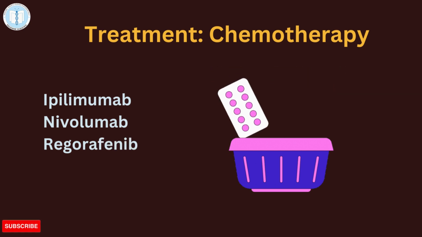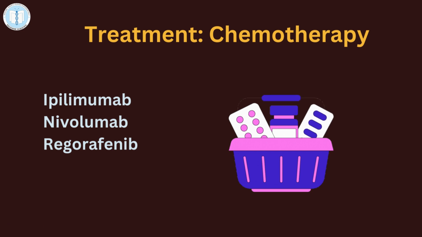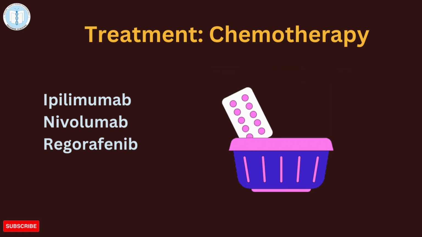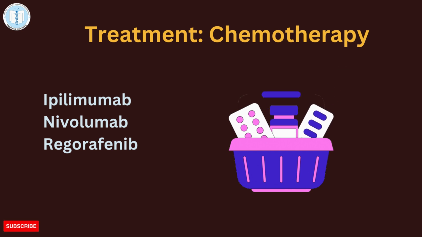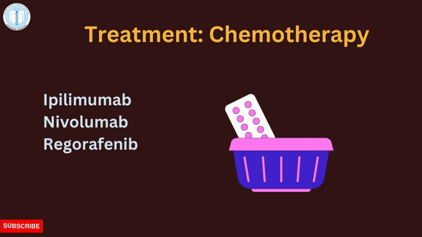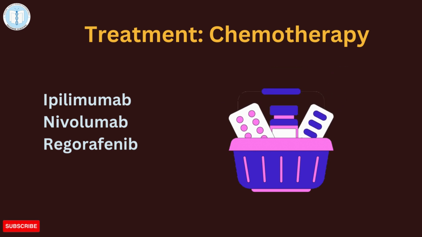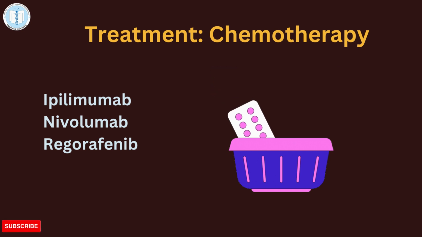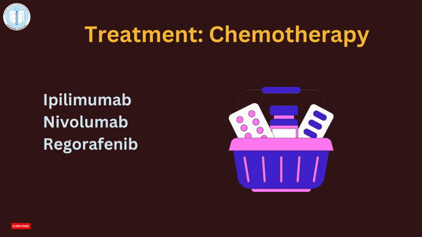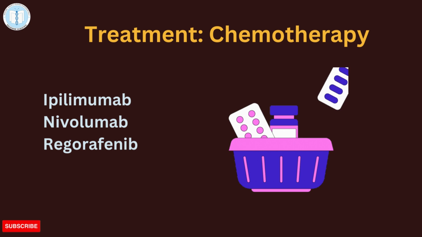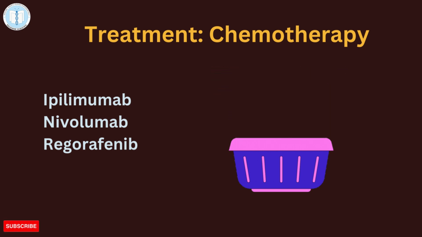a recombinant monoclonal antibody targeted against cytotoxic T lymphocyte associated antigen 4, nivolumab, which is a monoclonal antibody directed against programmed death 1. Regorafenib, it is a kinase inhibitor. These are some of the currently available chemotherapeutic options against liver cancer.